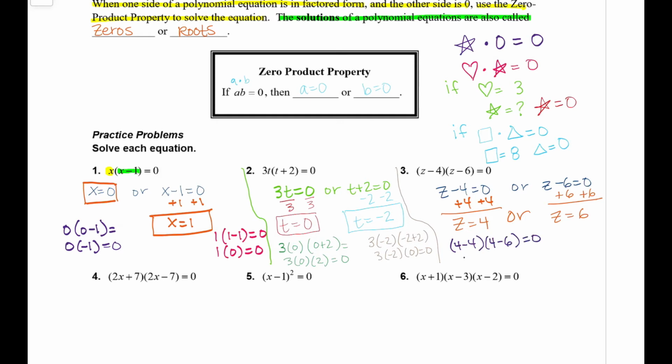If I plug 4 into the equation everywhere there's a z, I get 4 minus 4 and 4 minus 6. 4 minus 4 is 0, and 4 minus 6 is negative 2. And 0 times negative 2 equals 0. If I plug 6 into the original equation, I have 6 minus 4 for the first parenthesis, and 6 minus 6 for the second parenthesis. 6 minus 4 gives us 2, and 6 minus 6 is 0. Well, 2 times 0 equals 0.